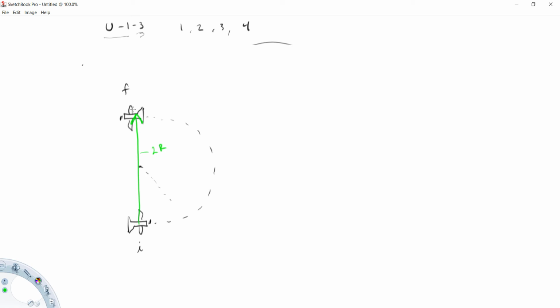So part A, determine the magnitude of the airplane's displacement. Okay, that's this distance, and I'll let you answer that. Part B, determine the magnitude of the average velocity.